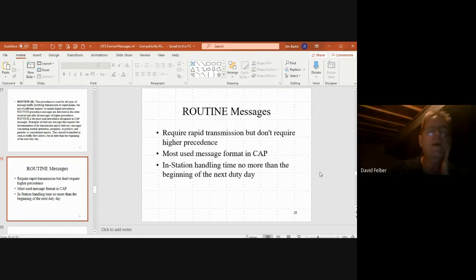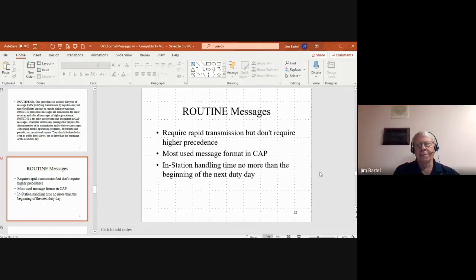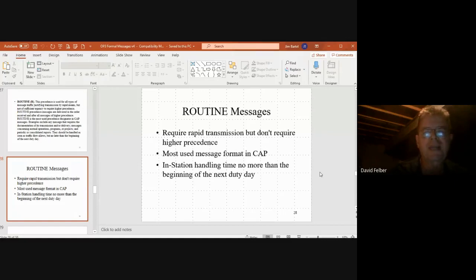Routine messages do not require rapid transmission. It's the most used message format. And again, the in-station handling time is no more than the beginning of the next day. That's kind of written for comm center type operations. Usually, any messages we send are going to be handled within the context of the mission realm.